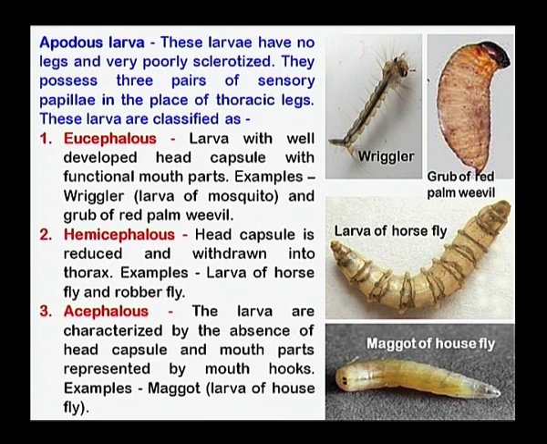Similarly, in case of hemicephalous type larva, the head capsule is reduced and withdrawn into the thorax. The best example is the larva of a horsefly or a robber fly. Acephalous larva can be recognized by the absence of the head capsule, and mouth parts are represented in the form of mouth hooks, and the examples of such type of larvae are maggots.